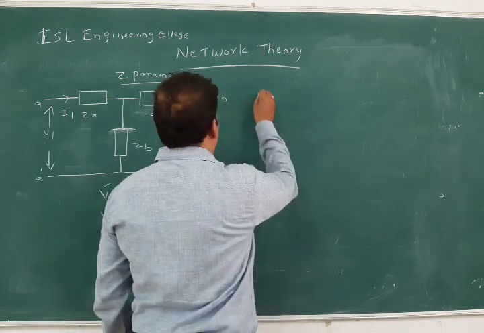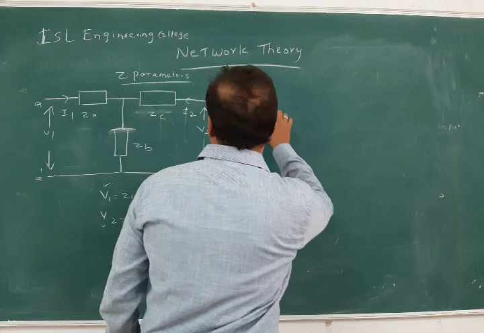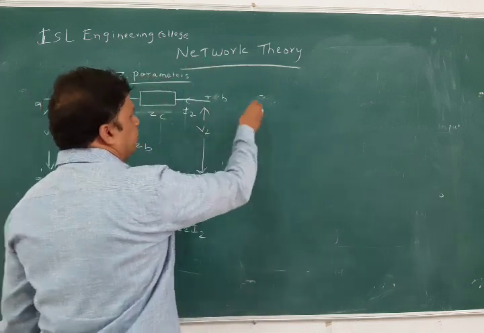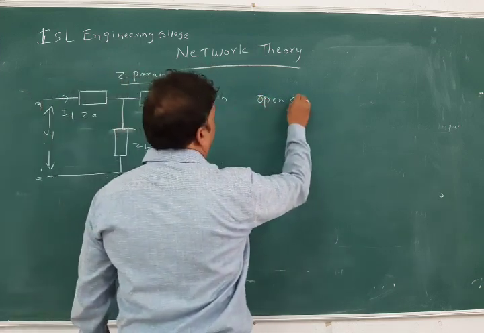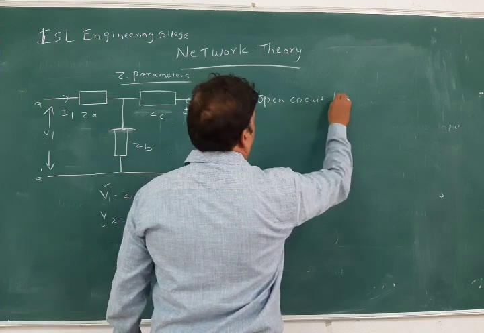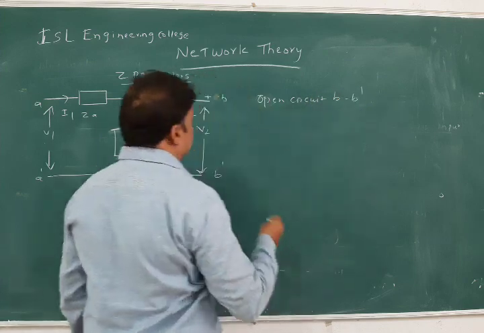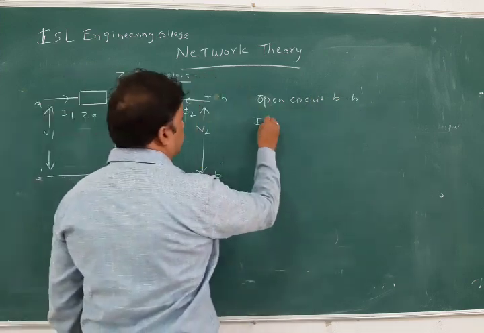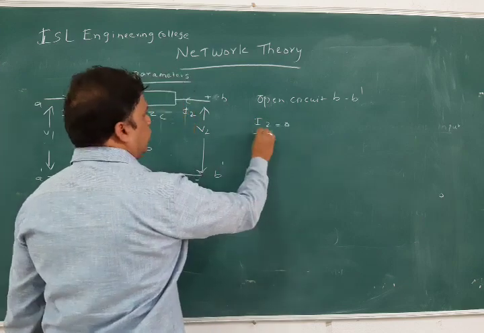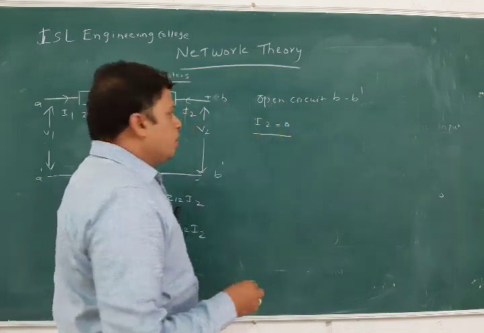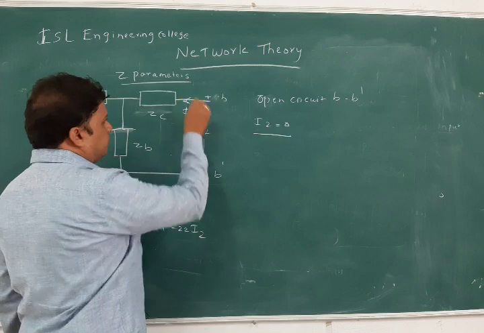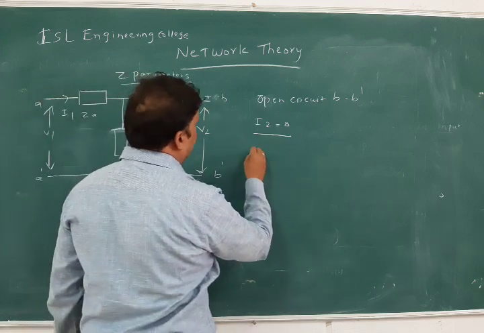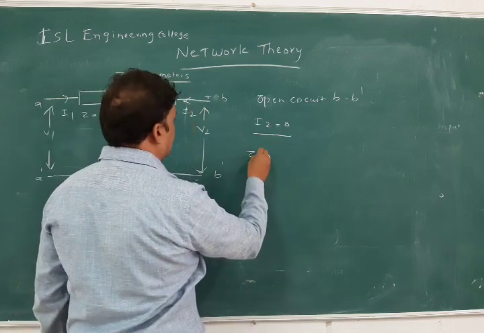First, we will open circuit this BB dash port. What happens if you open circuit here? I2 is equal to 0. If you open circuit, the current I2 will be 0 in this port, and respectively we will find out what Z11 is.